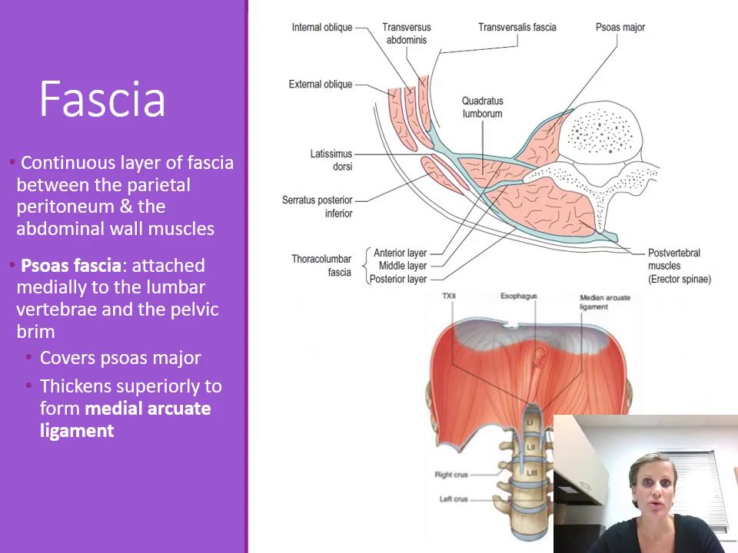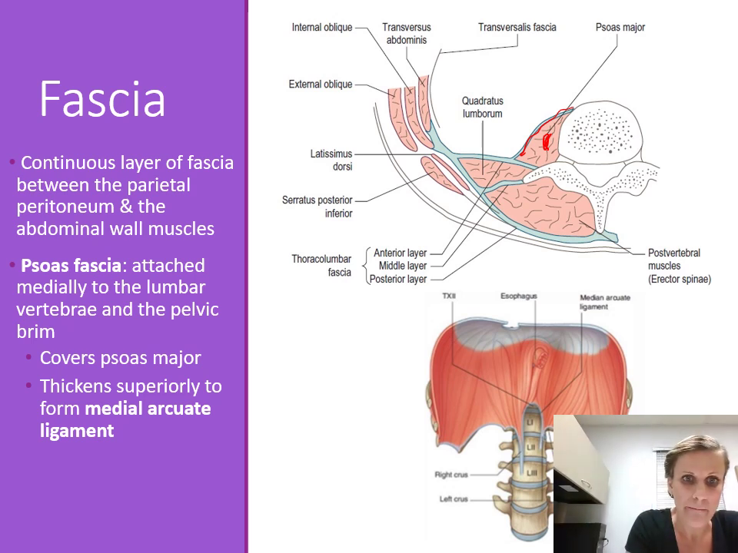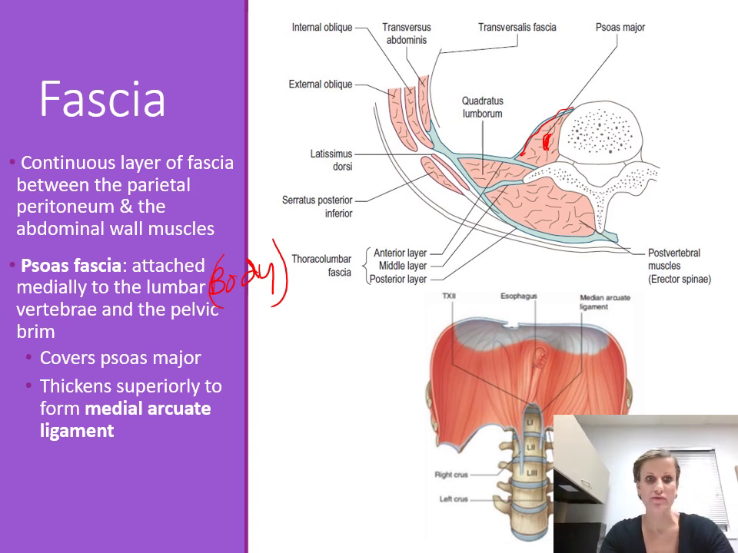The posterior abdominal wall is covered with a continuous layer of fascia between the parietal peritoneum and the abdominal wall muscles. The psoas fascia is the fascial layer that covers the psoas major. So if you look over here, this is the psoas major. The psoas fascia is this blue line that covers it. The psoas fascia attaches medially to the body of the lumbar vertebrae and then down to the pelvic brim as well.